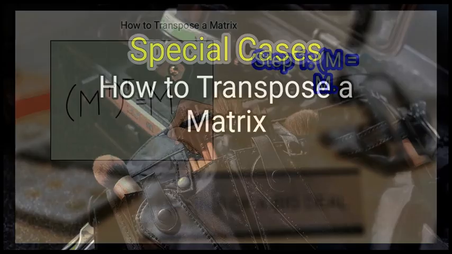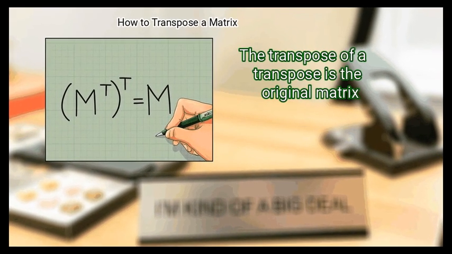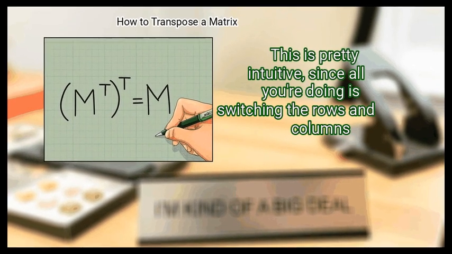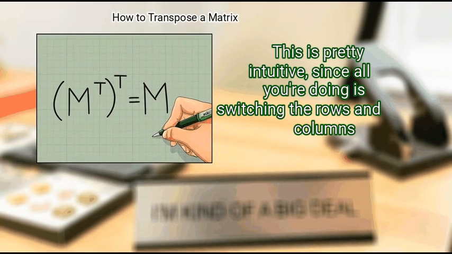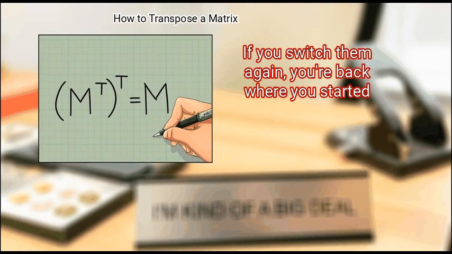Method 2. Special cases. First is (M^T)^T equals M. The transpose of a transpose is the original matrix. This is pretty intuitive, since all you're doing is switching the rows and columns. If you switch them again, you're back where you started.